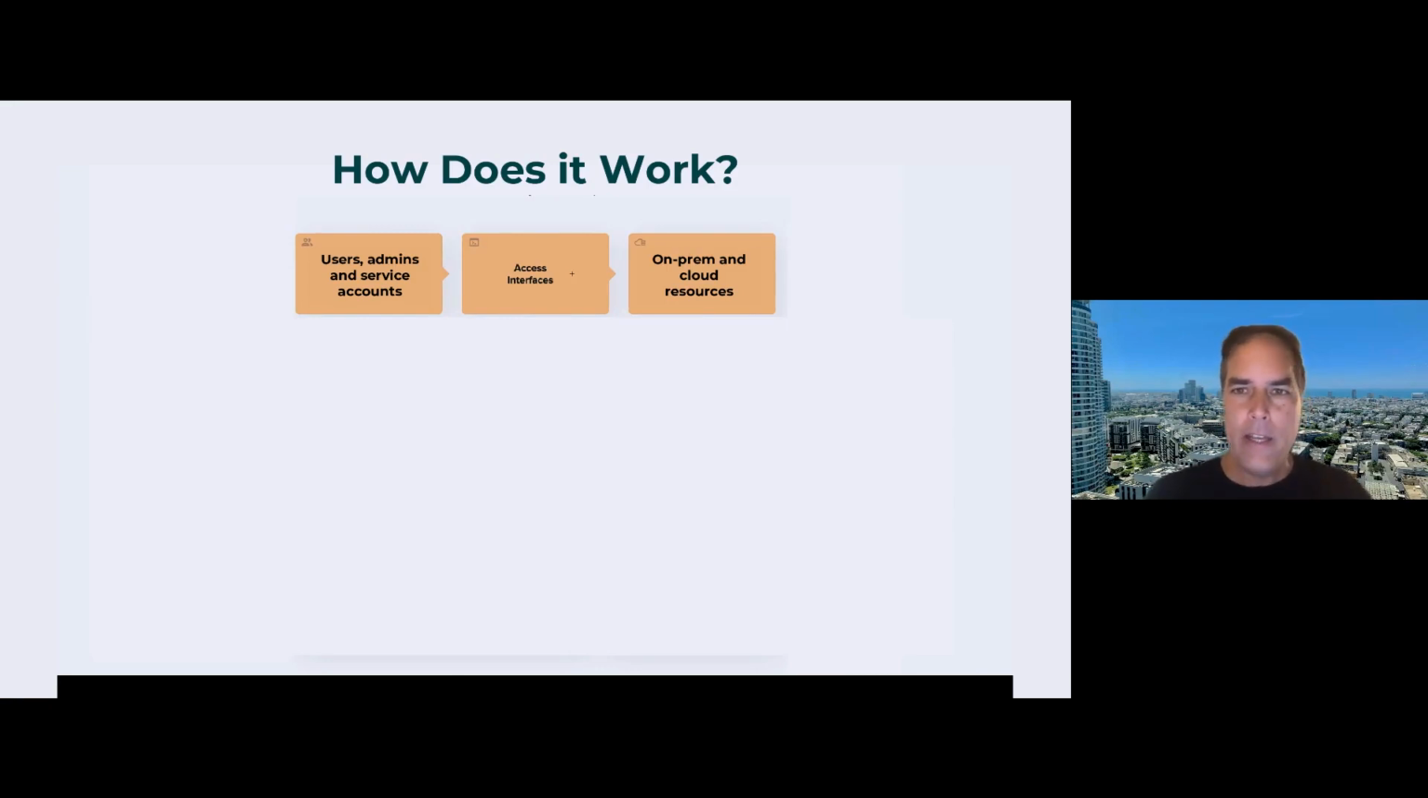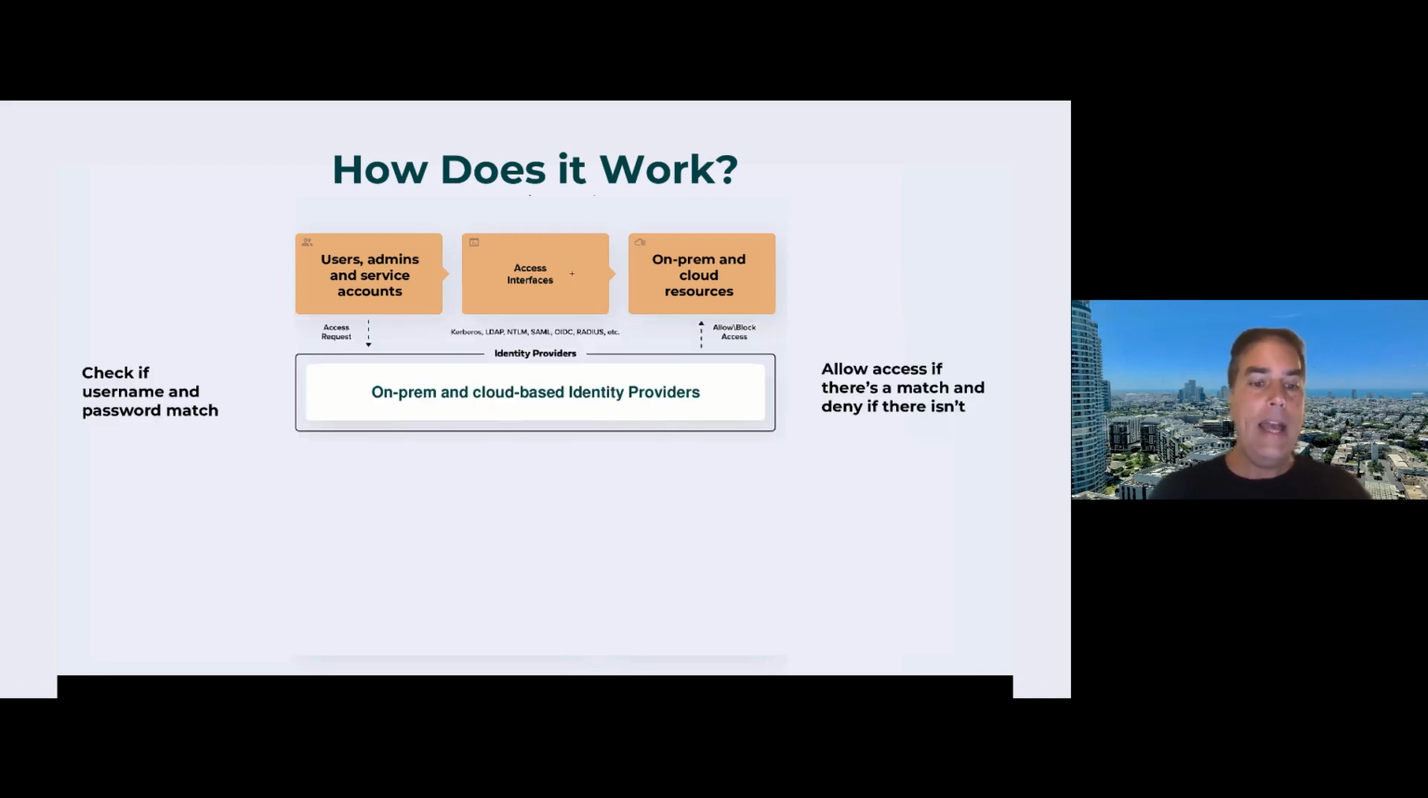So what we have in the environment, right? We have users, admins, we have service accounts. They are all accessing different resources. They are all authenticating to an identity provider, right? Could be on-prem, could be cloud. And that identity provider is checking to see if the username and password matches, right? And if it does, they're allowing that access. If it doesn't, they're denying it.